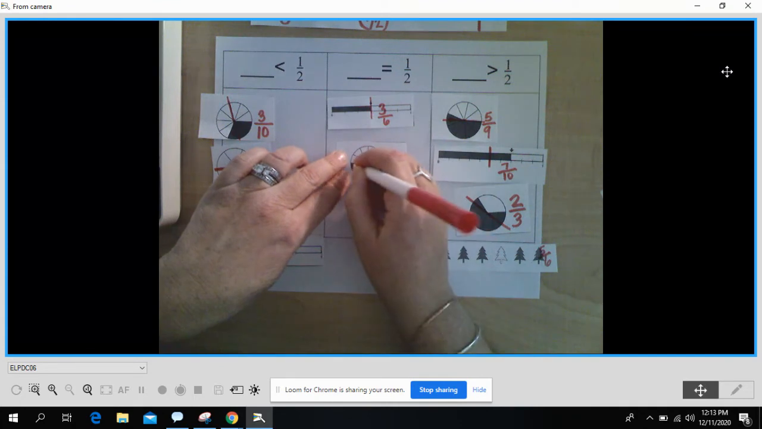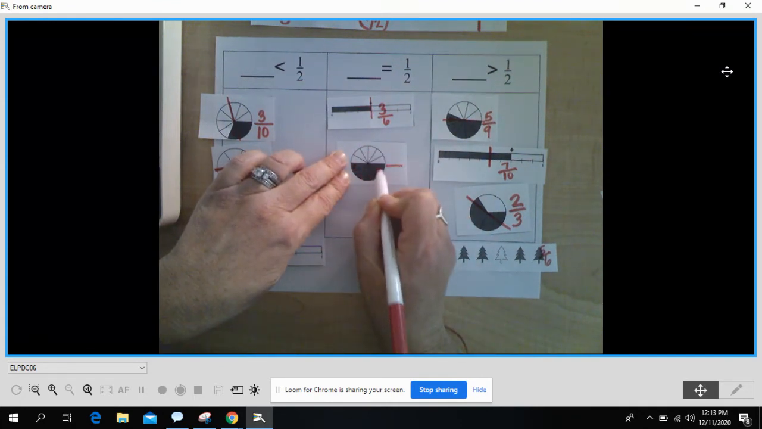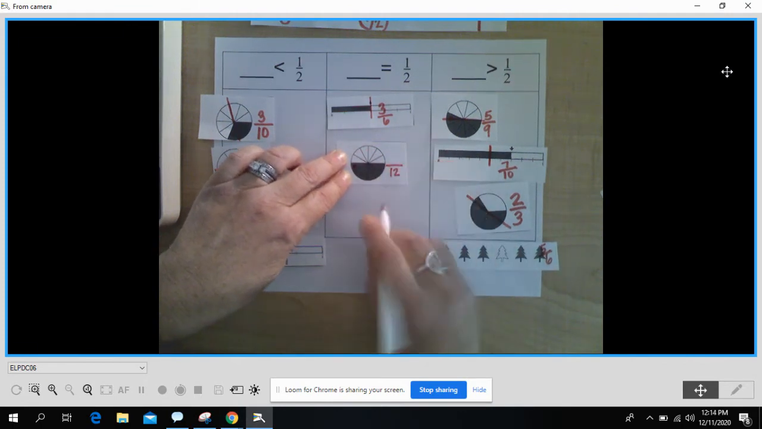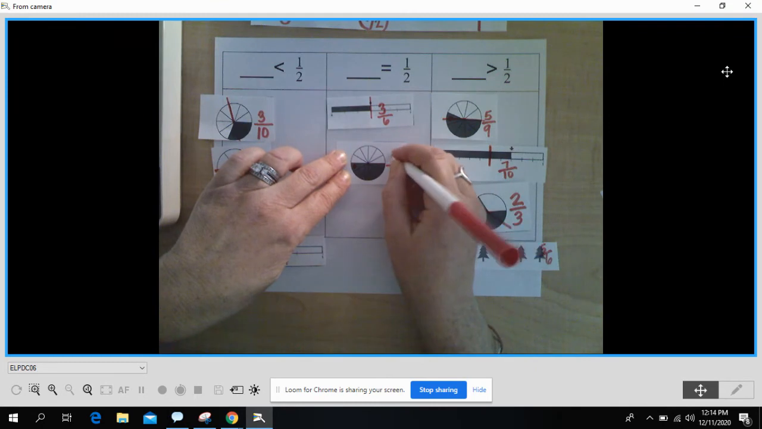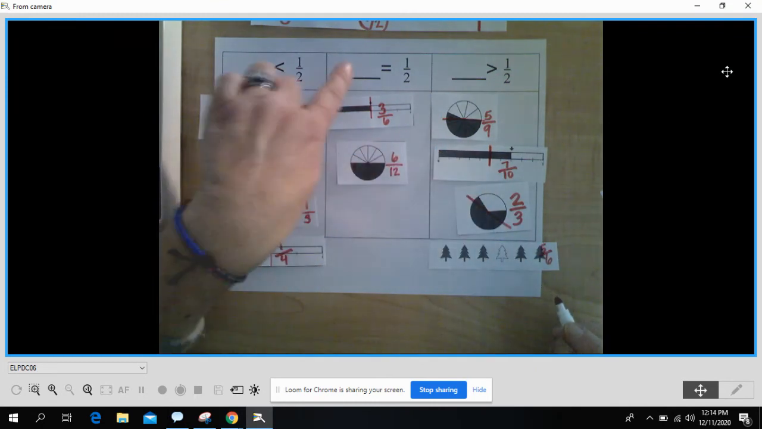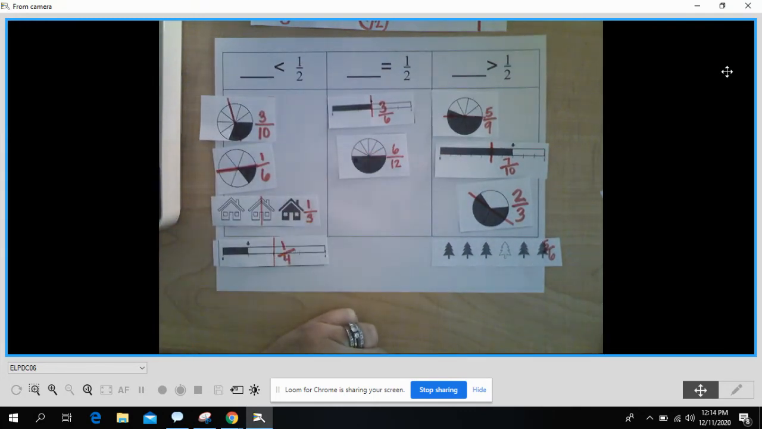How many pieces? I'll start counting right there. 1, 2, 3, 4, 5, 6, 7, 8, 9, 10, 11, 12. What's half of 12? 6. That's how many pieces are shaded. 6/12 is equal to 1/2. All right, let's look at one more.